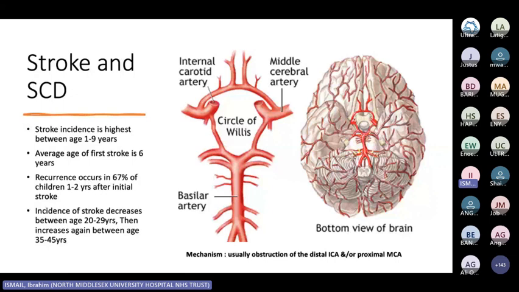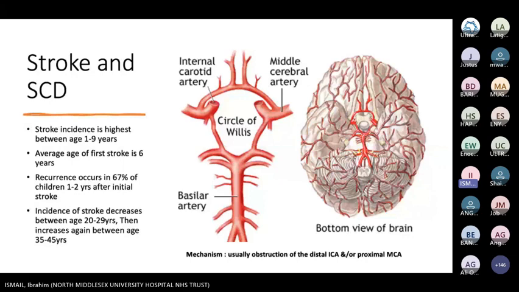Recurrence is 67% of children 1 to 2 years after initial stroke. This was before any screening as well. So the recurrence rate is quite high if there was no blood transfusion or any form of treatment plan provided. The incidence of stroke decreases in ages between 20 and 29. That's why we don't do any transcranial Doppler screening at around that age. But then it increases between 35 and 45 as well.